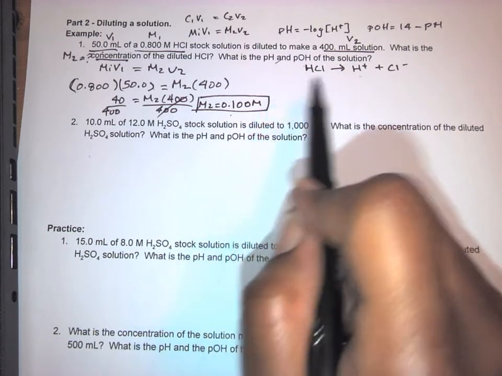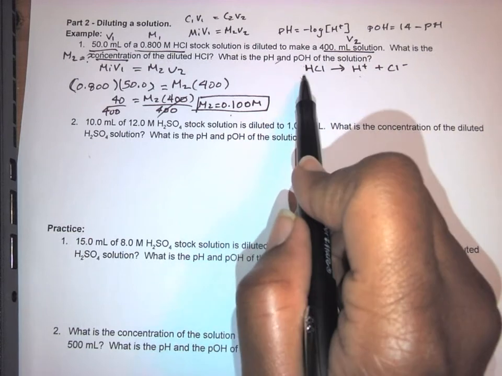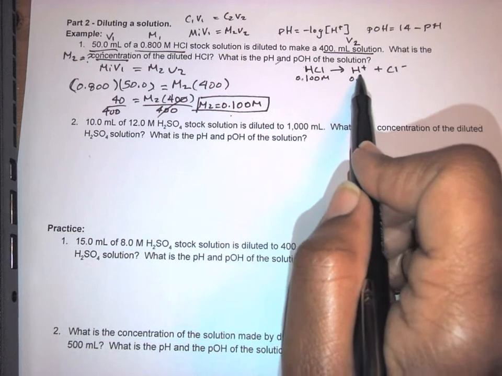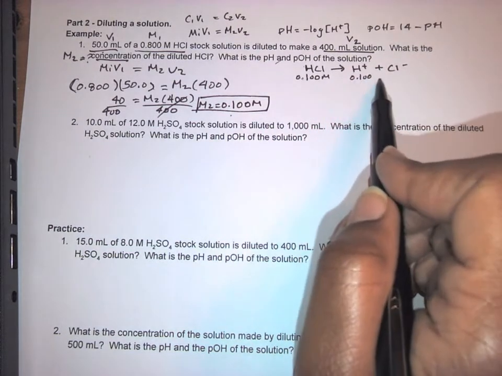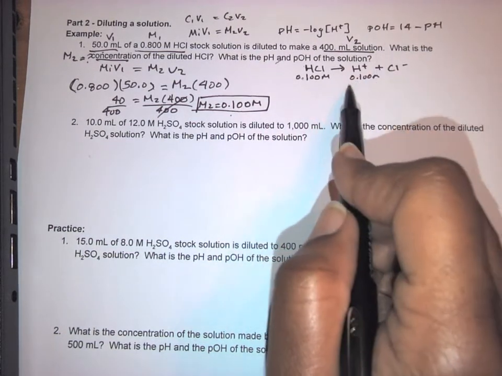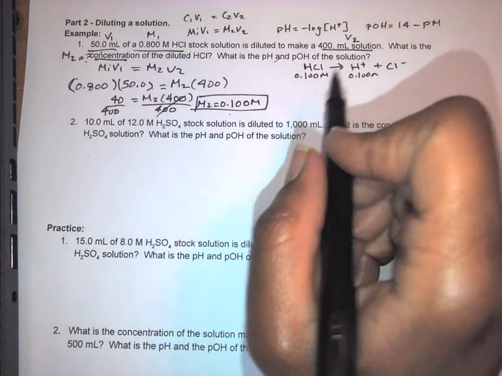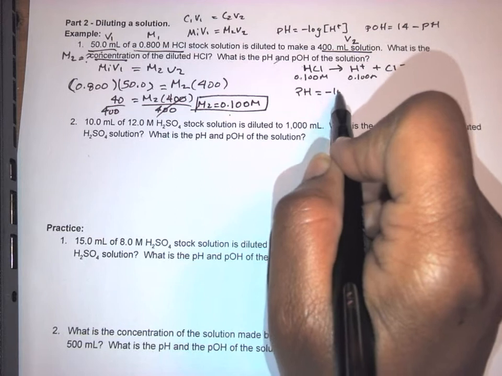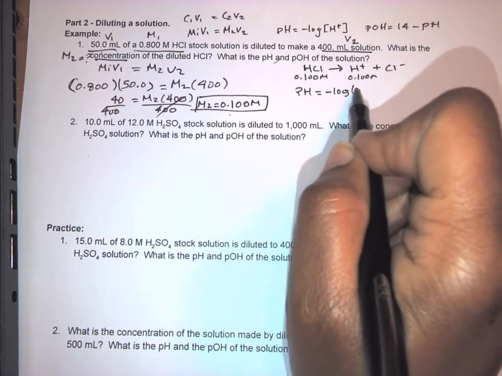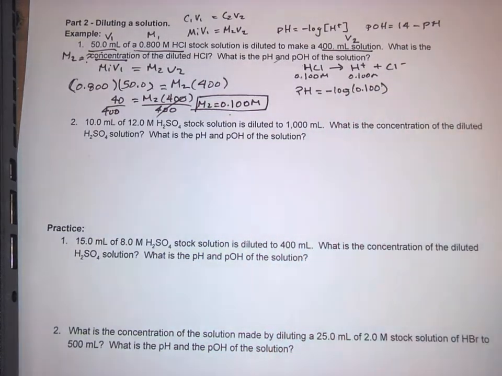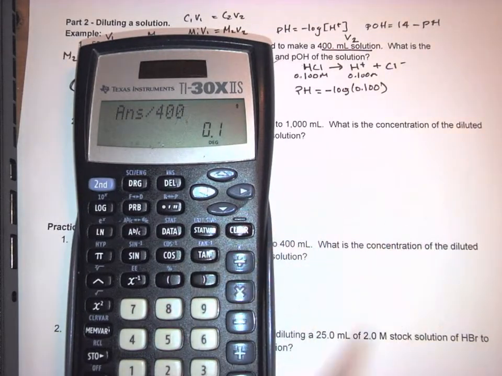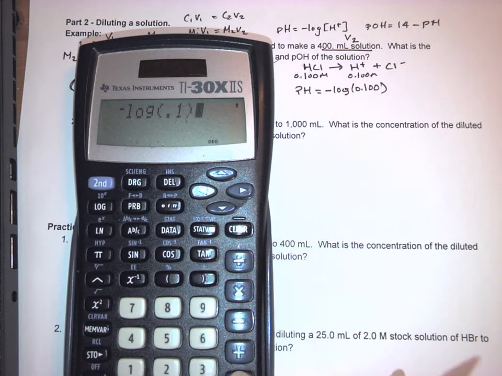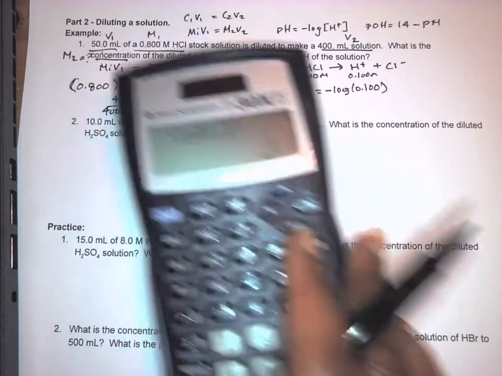So that means that the concentration of HCl, if that concentration is 0.100 molar, then the concentration of H+ will also be 0.100 molar, okay? So now we actually have the concentration of H+. It's the same as the HCl. So we're going to get pH equal to the negative log of 0.1. Plug that in. So negative log 0.1, and then I get pH is equal to 1.